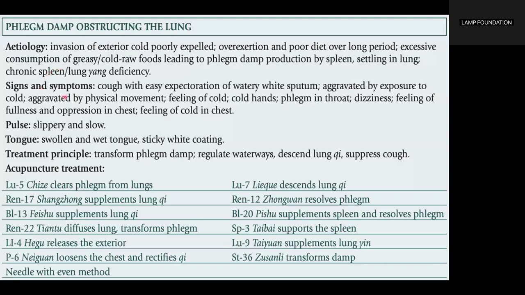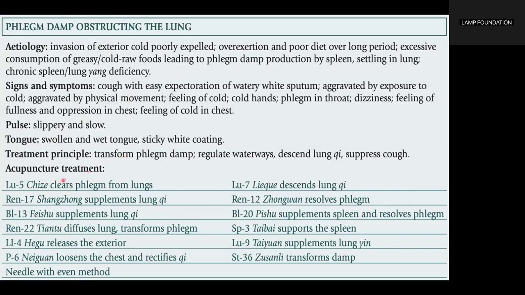Signs and symptoms: cough with easy expectoration of watery white sputum, aggravated by exposure to cold, aggravated by physical movement, feeling of cold, cold hands, phlegm in the throat, dizziness, feeling of fullness and oppression in the chest, feeling of cold in the chest. Pulse is slippery and slow. Tongue swollen and wet, sticky white coating. Treatment principle: transform phlegm damp, regulate waterways, descend lung qi, suppress the cough.